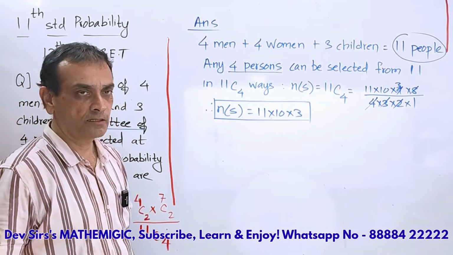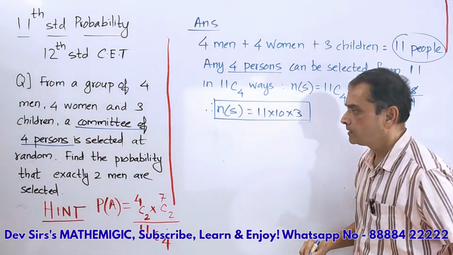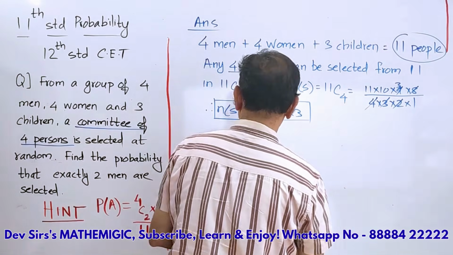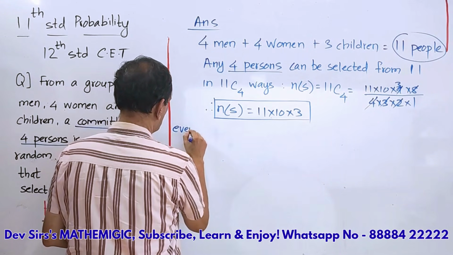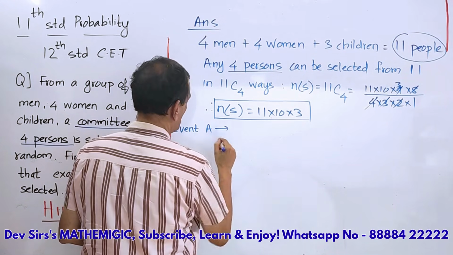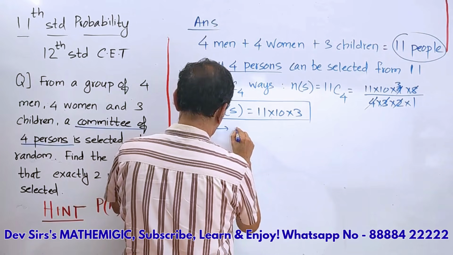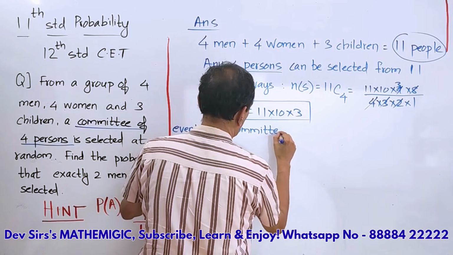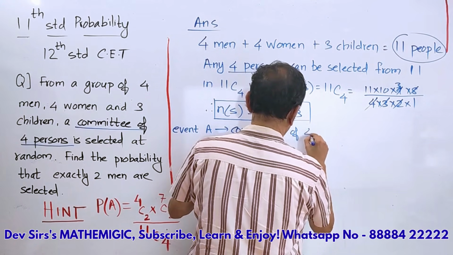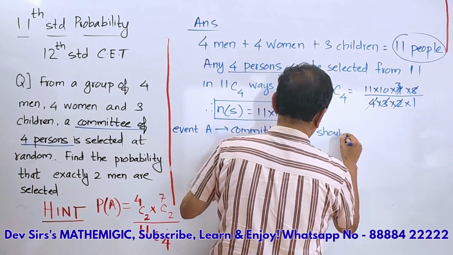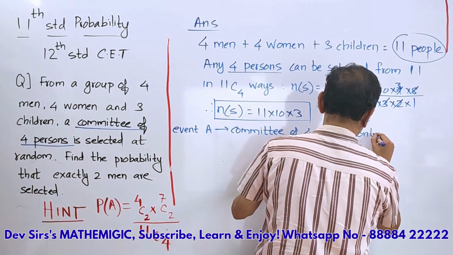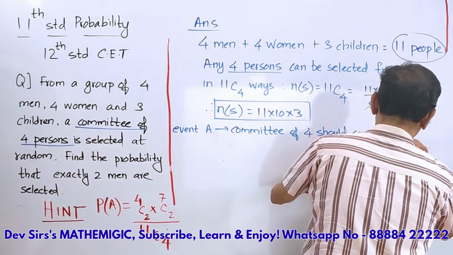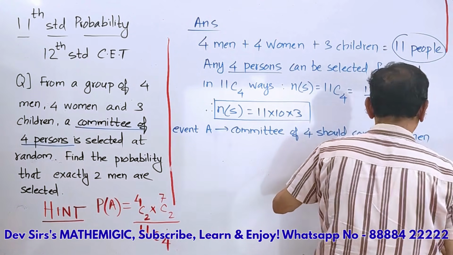Correct? That is NS. Now we go to the actual event. Find the probability that exactly 2 men are selected. So event A: a committee of 4 should contain 2 men. Any 2 men.